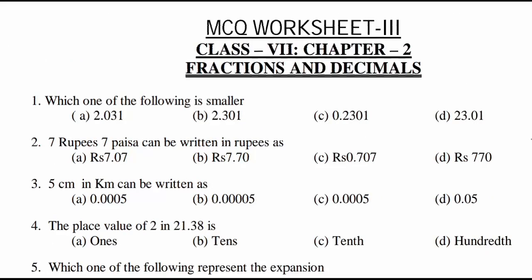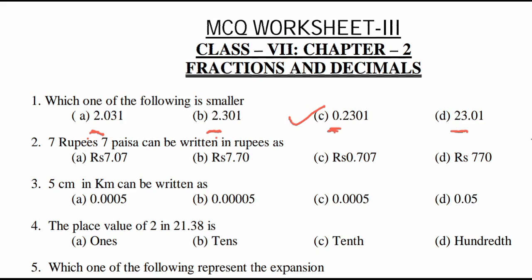Question number 1: which one of the following is smaller? Here you have to find which is the smaller number, and for that we compare the digit which is given before the decimal point. Here it is 2, here it is also 2, here it is 0, and here it is 23. So by comparing this digit or number, we can say that 0 is smaller in comparison to the other numbers. So the smaller number is 0.2301.